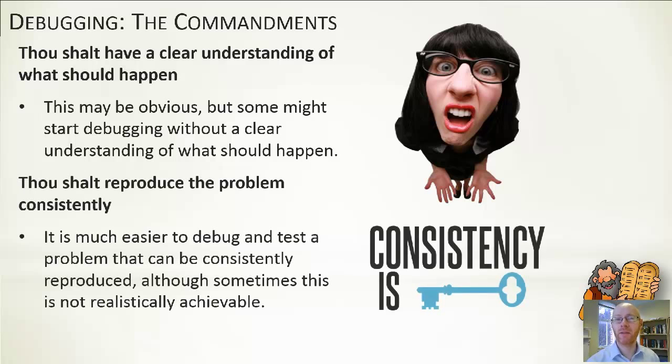The second commandment is: thou shalt reproduce the problem consistently, if you can. Not always possible, but where possible, you should try to have a repeatable series of events, so that if we do this type of input and have this set up this way, then it crashes under these particular conditions. Because that gives you something repeatable. You can then consistently generate the problem, and that gives you a chance to test out different reasons or explore different aspects of it.